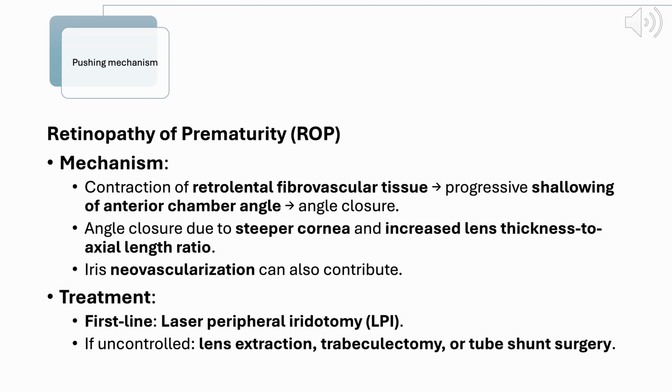In retinopathy of prematurity, angle closure can occur as a late complication of abnormal fibrovascular proliferation. The main mechanism is contraction of retrolental fibrovascular tissue, which progressively shallows the anterior chamber angle and leads to secondary angle closure. In addition, structural factors contribute. These eyes often have a steeper cornea and an increased lens thickness to axial length ratio, both of which crowd the anterior chamber. Iris neovascularization may further compound the risk by driving synechial closure.